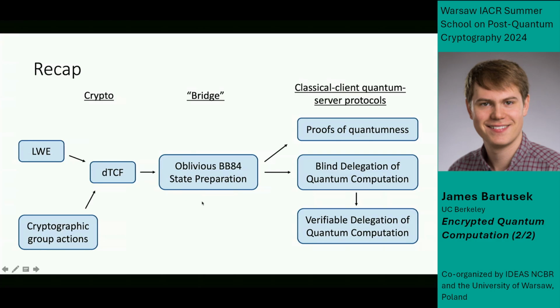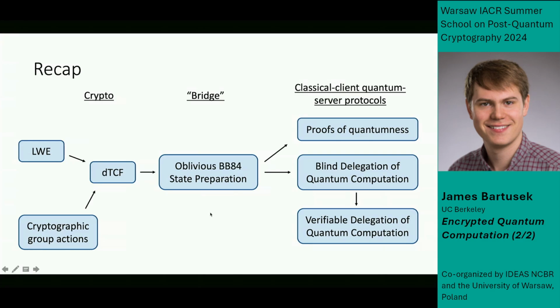So really, this idea of oblivious state preparation is the bridge that allows us to go from just post-quantum crypto to classical client quantum server protocols. So where we're just using classical communication to somehow get some kind of advantage over even the quantum server.